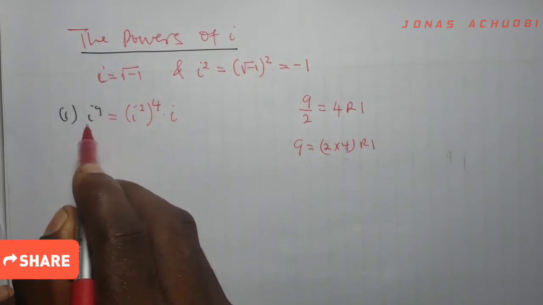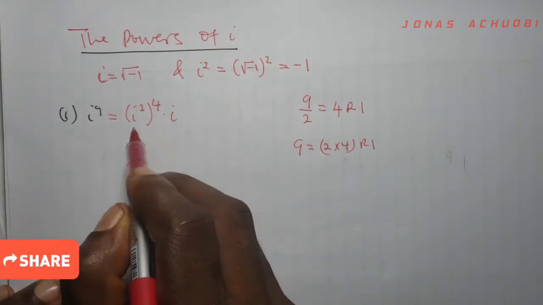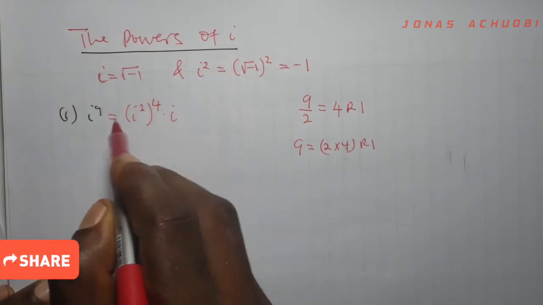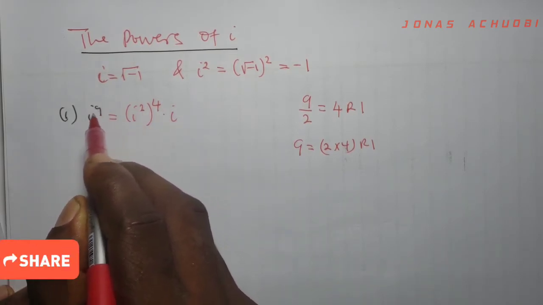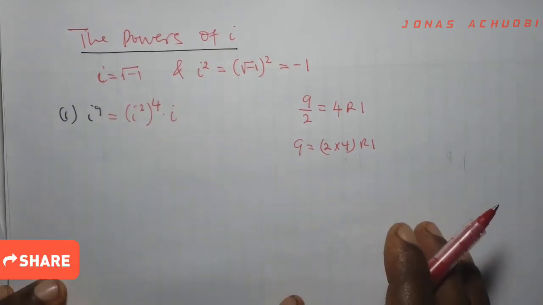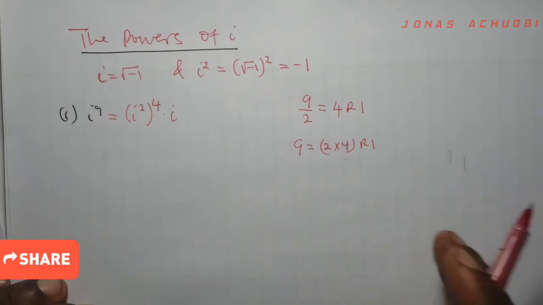So what we have on the left-hand side is exactly the same as what we have now on the right-hand side. But what I've done here is I've expressed this i raised to the power 9 in terms of i squared and i raised to the power 1 only. How does this now make sense to us? Let us see.